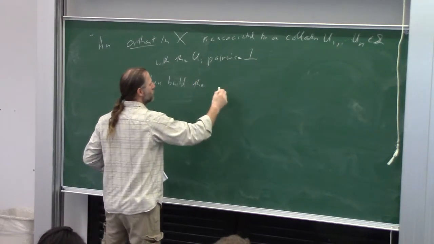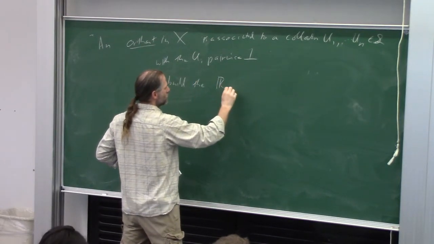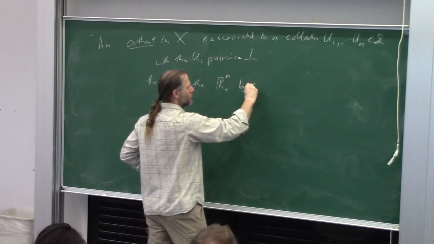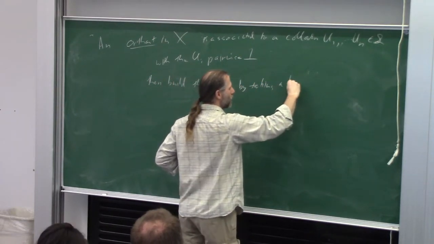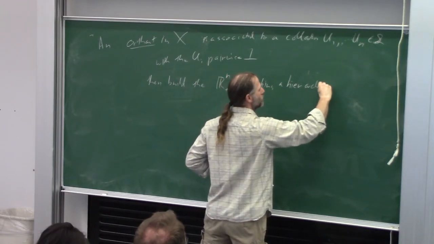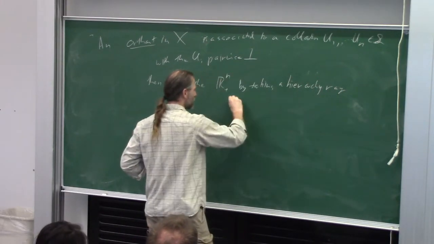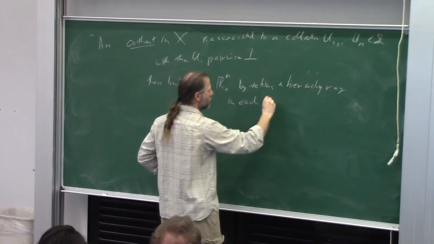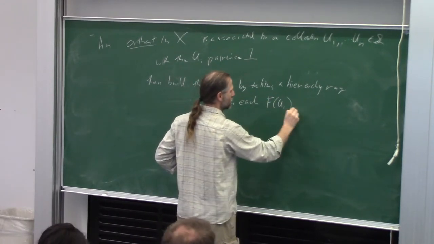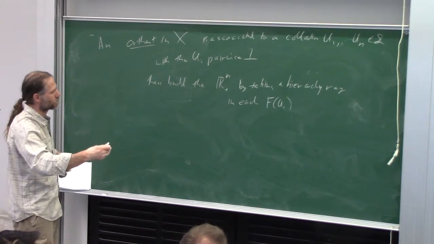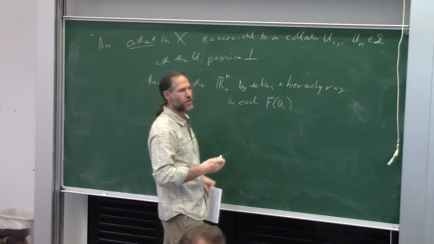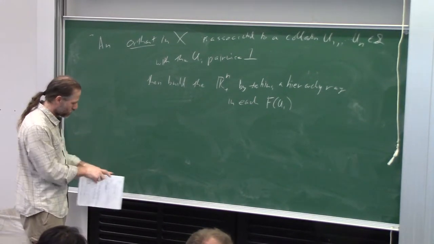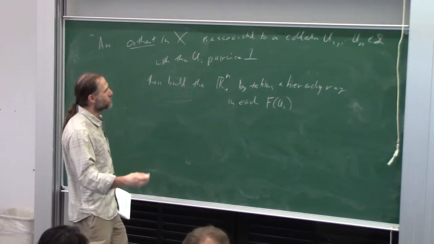So with the Ui pairwise orthogonal, build the R plus to the n by taking a hierarchy ray in each of the associated factors F of Ui. You've got a bunch of these F of Ui, which are sub-hierarchical spaces, and you now take one hierarchy ray in each one of those. That gives me a quasi-isometric embedding of the sector in R^n into my space, and those are my standard orthants.